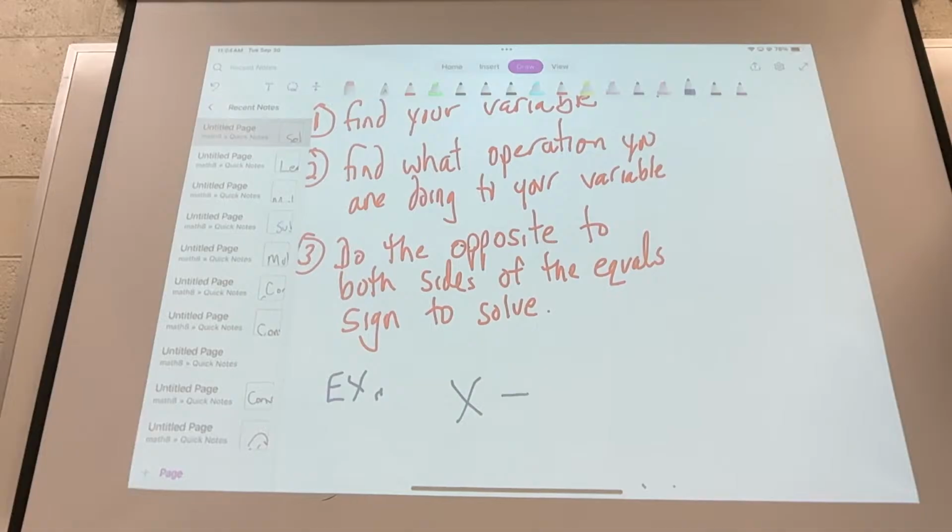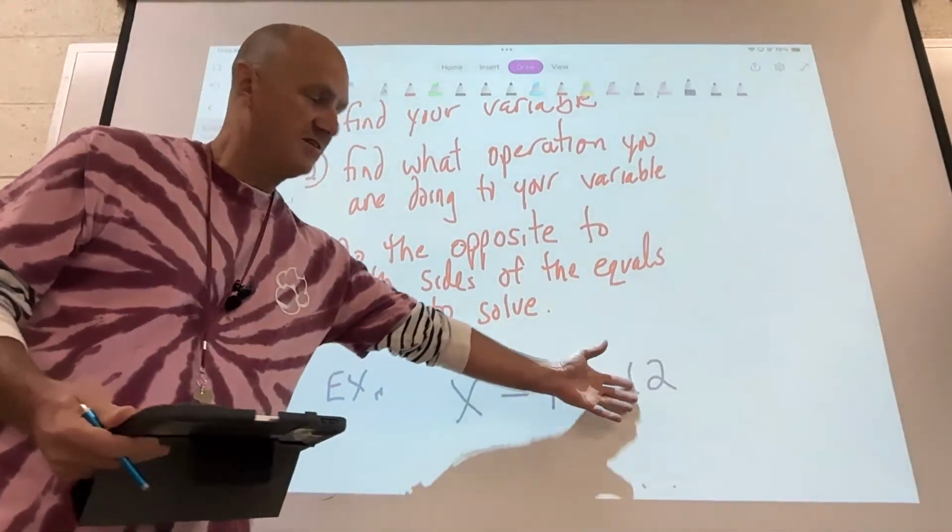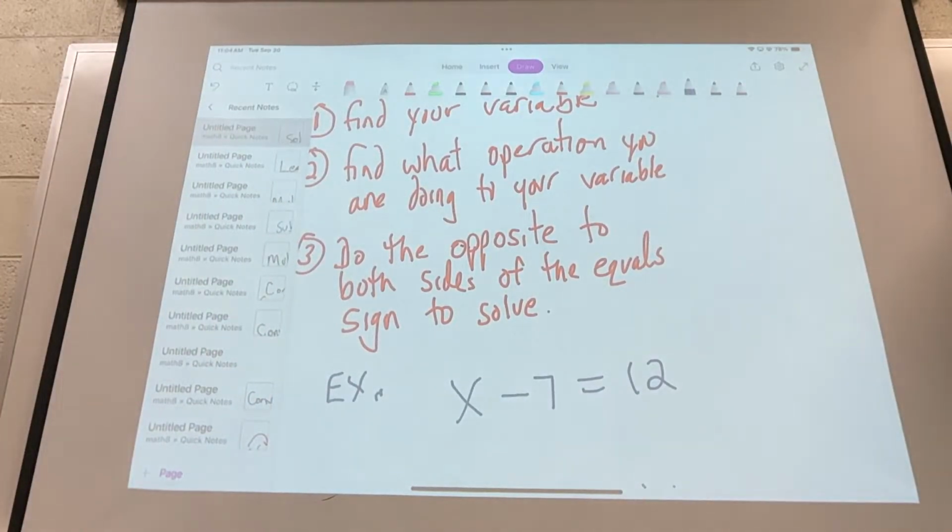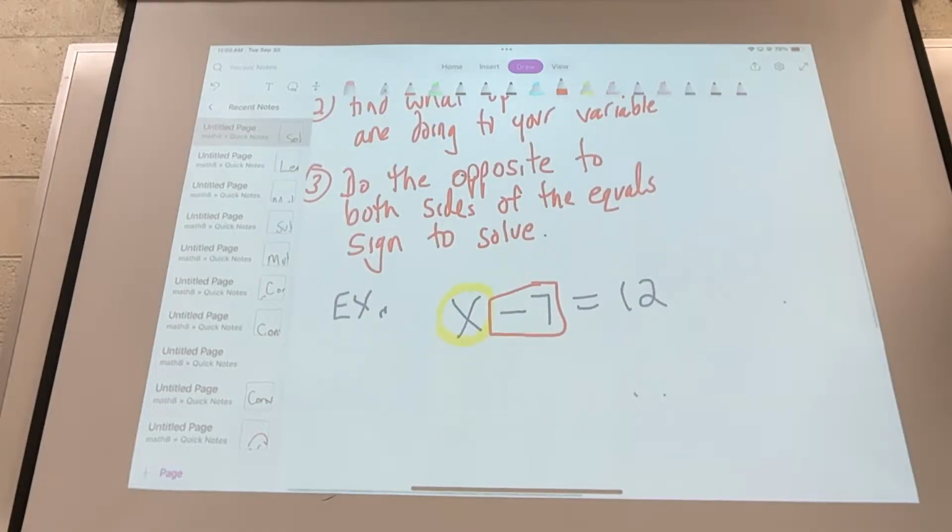X minus 7 equals 12. And all that says is some number X minus 7 is going to equal 12. Okay? So I find my variable. My variable is x. What am I doing to my x? Subtracting 7. So how do I solve it? I do the opposite. What's the opposite of subtracting 7? Adding 7, right? Do that to both sides of the equal sign. Negative 7 plus 7, or subtracting 7 plus 7, that'll cross out. X equals 19. Okay.